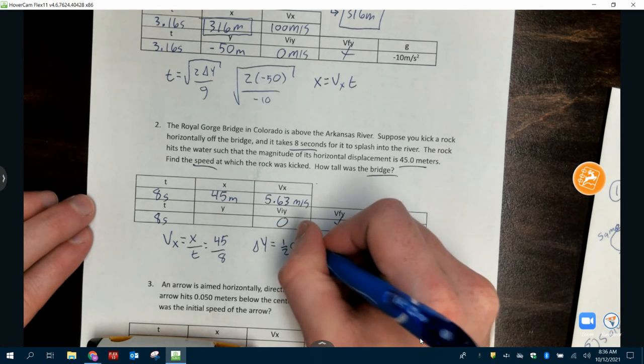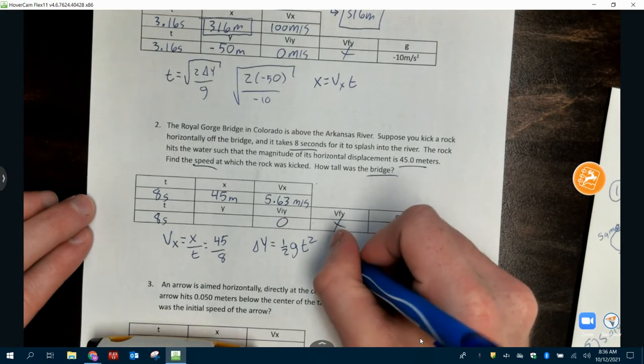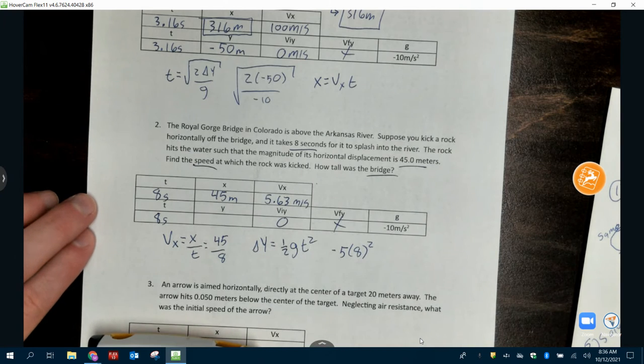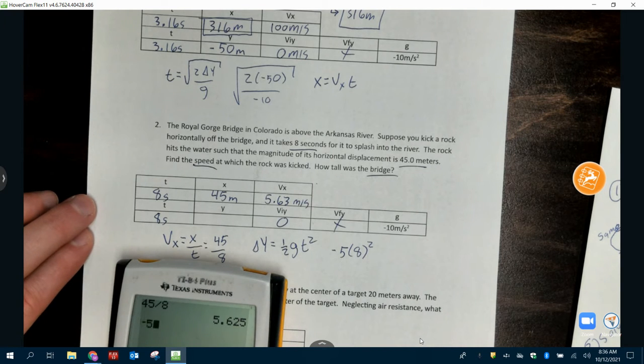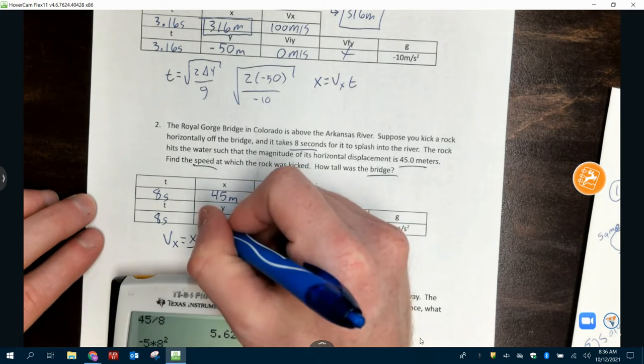We want y. Y is equal to, or delta y equals what? 1/2. Good. So now I plug it down and say, well, that's negative 5 times 8 squared. That's 1/2 of negative 10 is negative 5. Negative 5 times 8 squared gives us negative 320 meters.